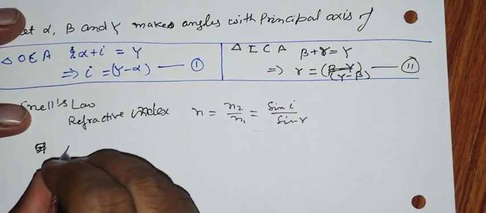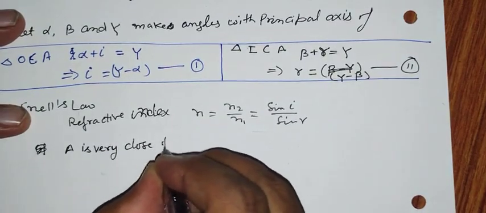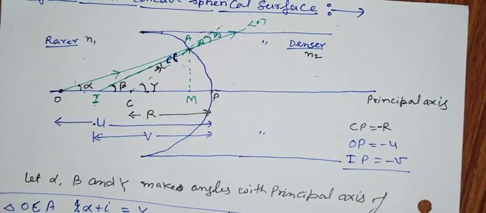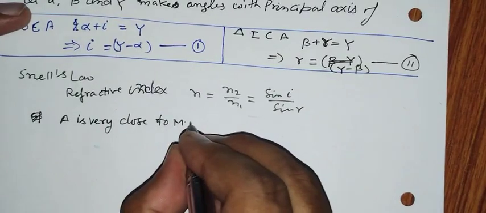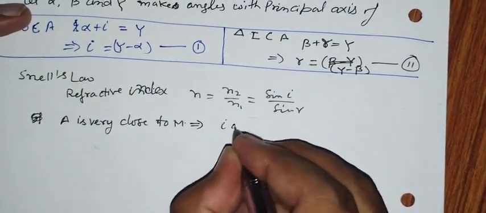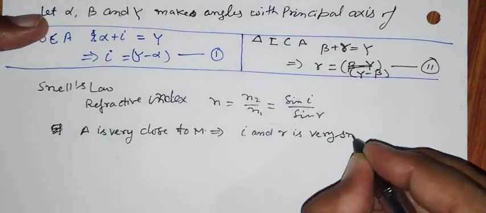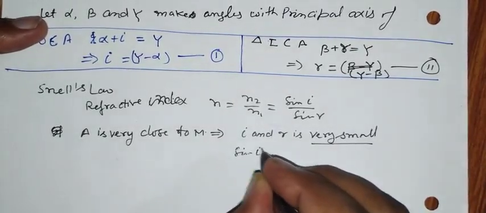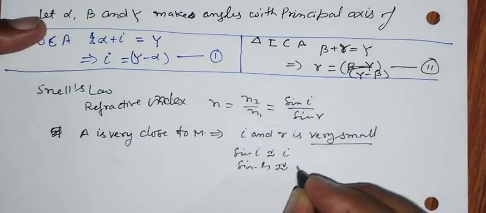Here A is very close to M. Although in the diagram the distance appears wider, really this distance is very small. So in that condition, angles I and R are very small. If they are very small, then sin I can approximately be written as I, and sin R approximately as R.